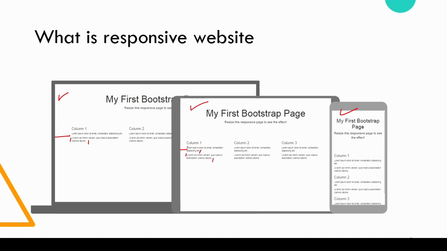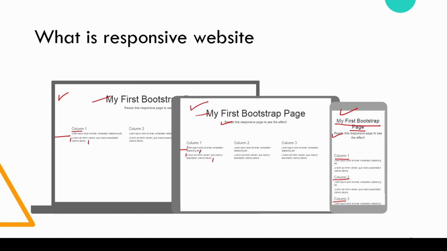Okay, similarly when we compare mobile phone and laptop and tablet, you can see column 1, column 2 and column 3 in laptop and tablet are aligned horizontally, but in mobile phone you can see it is aligned vertically. Here we have vertical alignment, and you can see also in the first line, but in mobile phone the text is in two lines, and similarly we have the subheading also in two lines. This is the main difference between these three devices, and you can see the look and feel change according to the device. This is called responsive website.